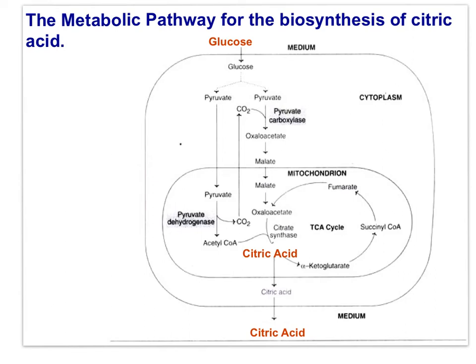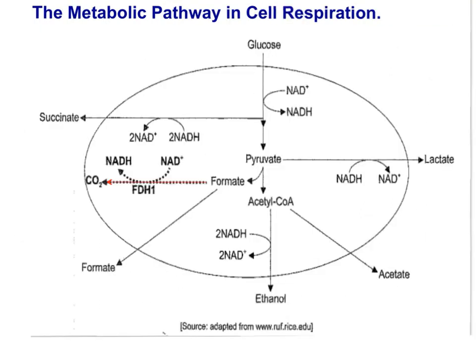Here is the metabolic pathway within cells for the production of citric acid. The pathway should be familiar to you following the study of cell respiration and the study of the role of the mitochondrion and the Krebs cycle in cell respiration. Citric acid is an intermediate molecule in the Krebs cycle and can be extracted from cells in industrial processes.